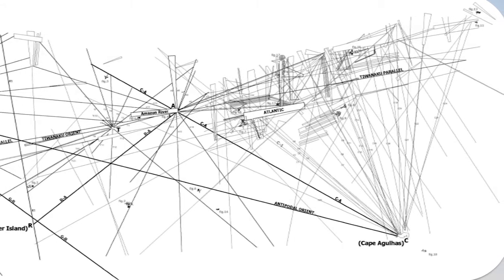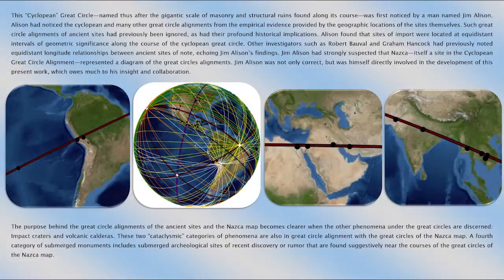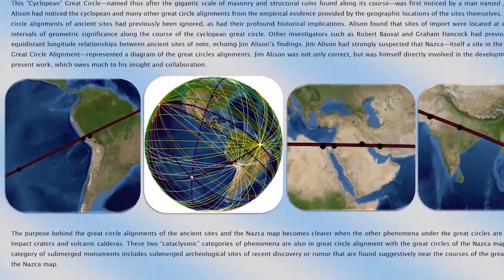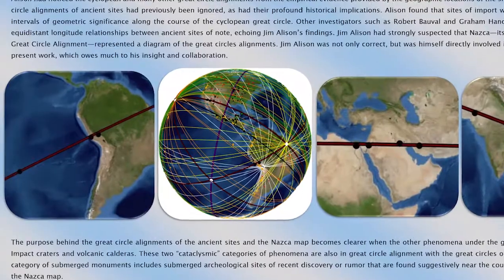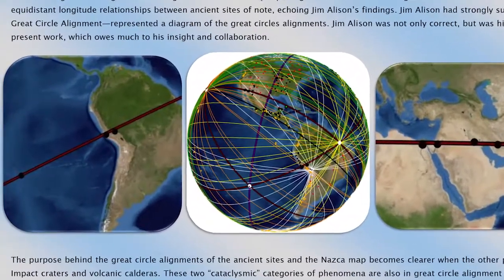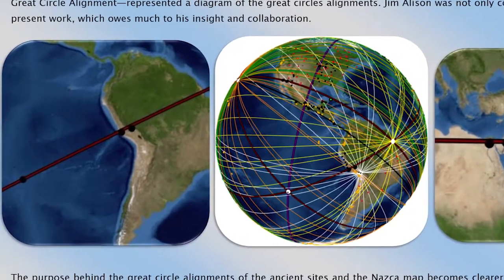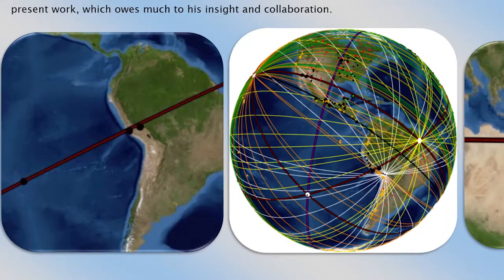They actually go through these ancient sites. The Cyclopean Great Circle, named thus after the gigantic scale of masonry and structural ruins found along its course, was first noticed by a man named Jim Allison. Allison had noticed the Cyclopean and many other Great Circle alignments from the empirical evidence provided by the geographical locations of the sites themselves.